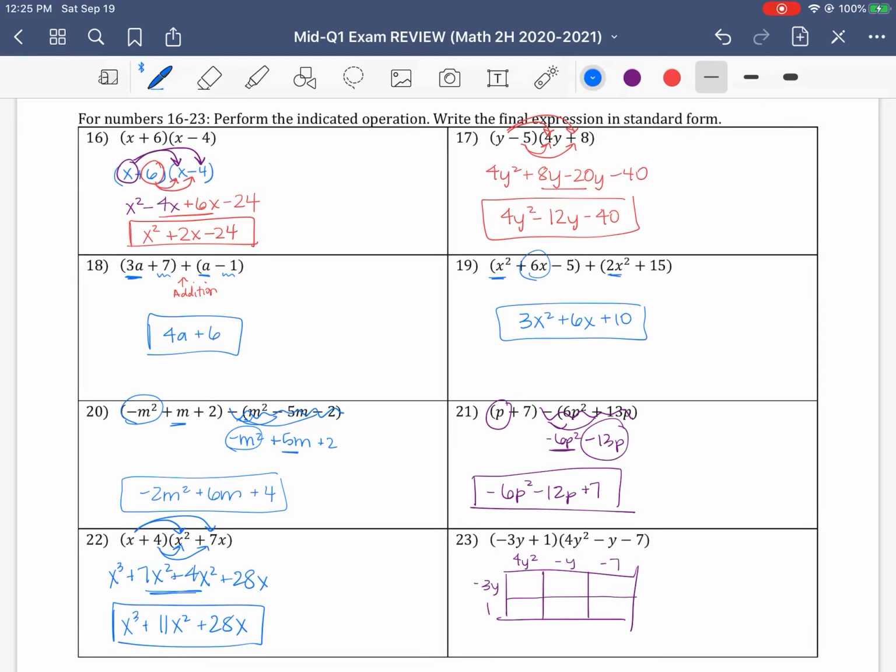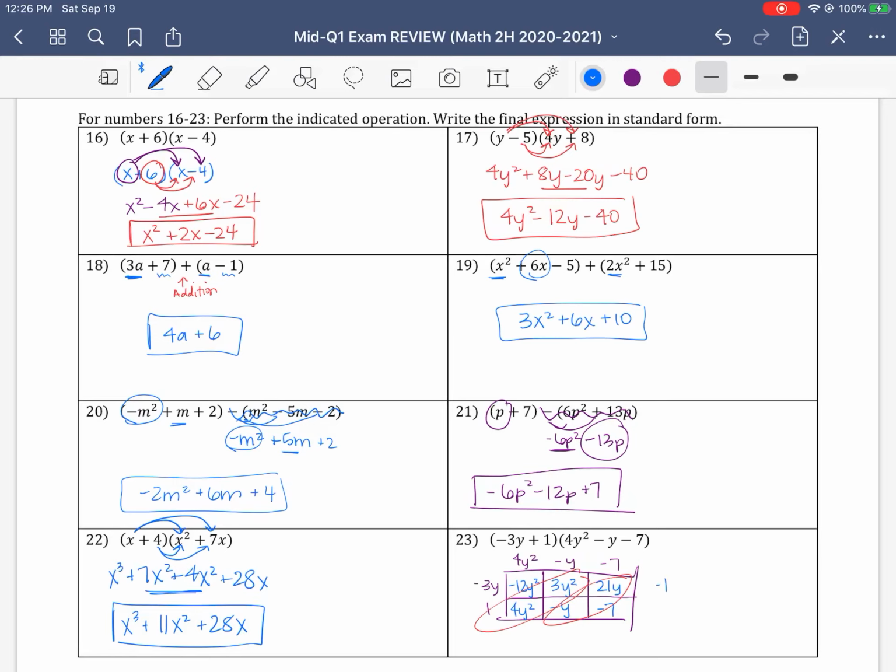So negative 3y times 4y squared would be negative 12y squared. Negative 3y times negative y would be a positive 3y squared. Negative 3y times negative 7 would be a positive 21y. Moving down to the second row, 1 times 4y squared is 4y squared. 1 times negative y is negative y, and 1 times negative 7 is negative 7. We like this because it organized our terms for us, right? Those are like terms on the diagonals.